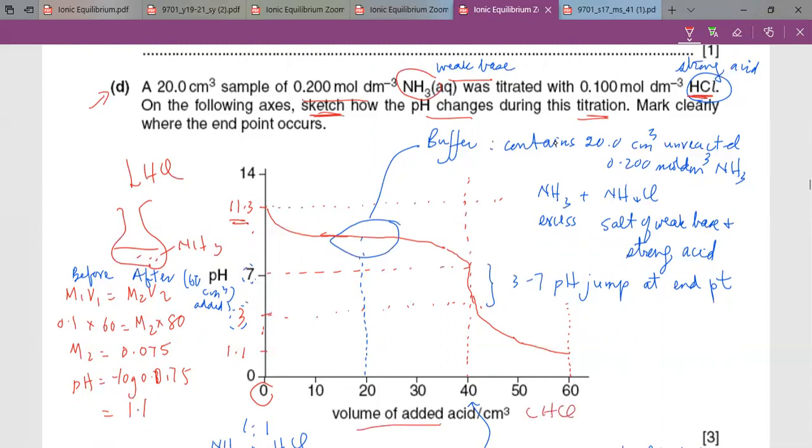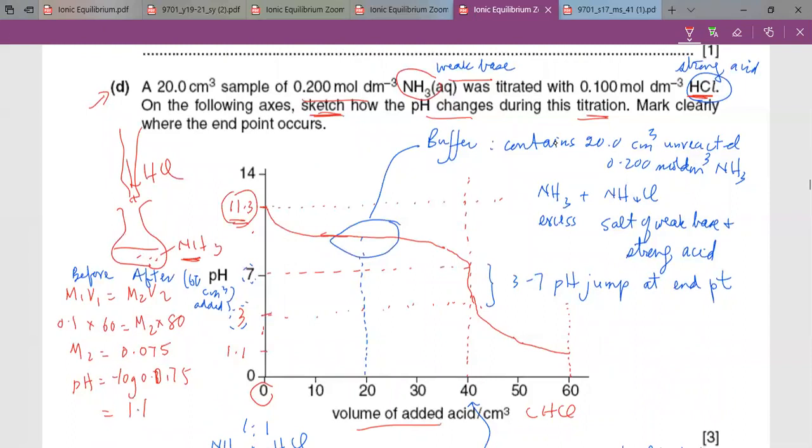So here is ammonia. Draw the diagram. This is the burette here. So this is ammonia. Before you put any acid here, what is the pH? 11.3. So you sketch it, put a line here for this, 11.3. How does the pH change from this?